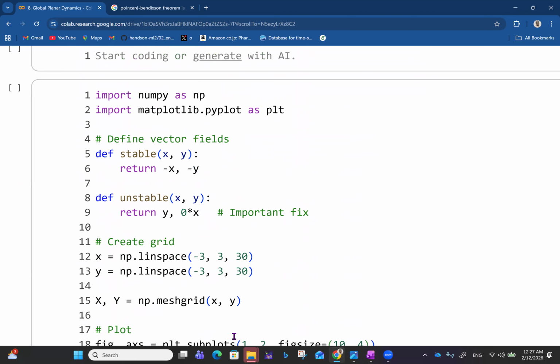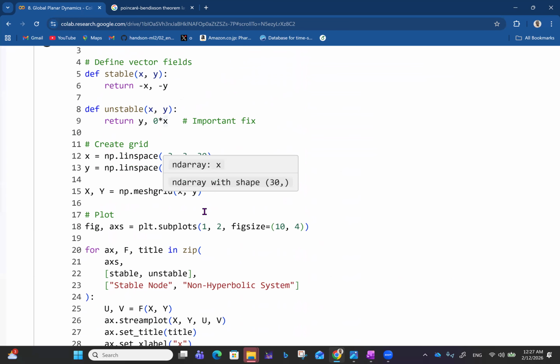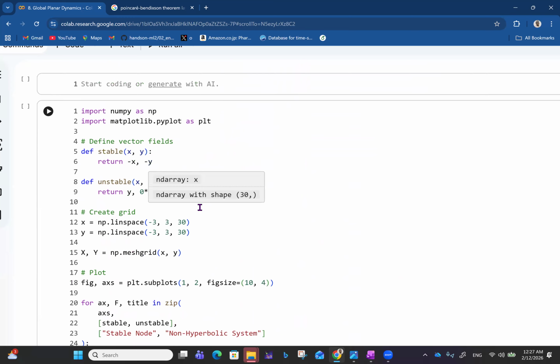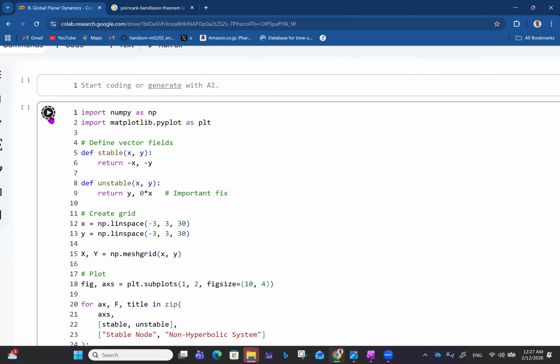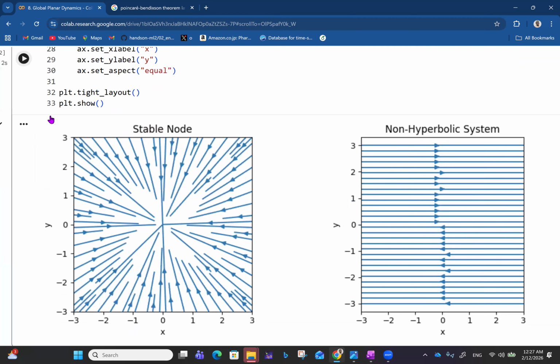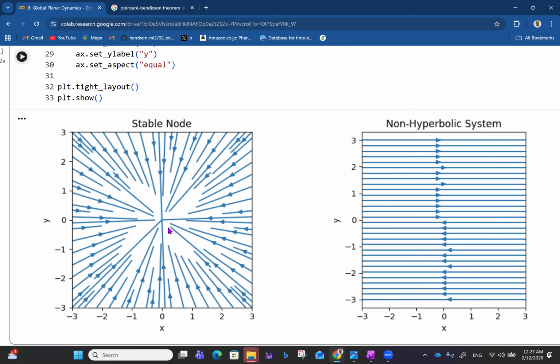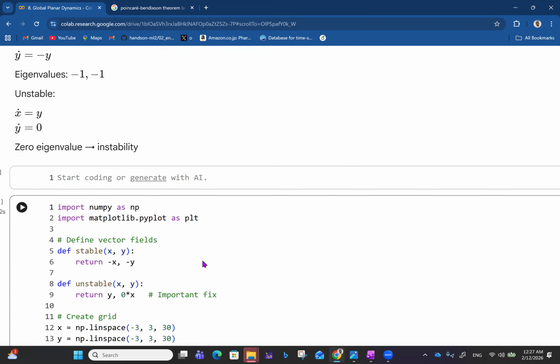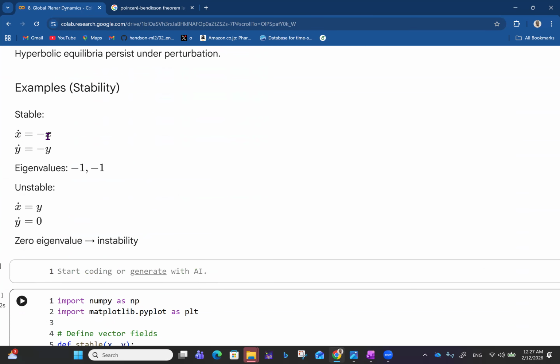So in this case now, instead of just putting this zero there, because we want to plot y and x, you need to fix that with x right here, so you can have something reasonable to plot. So we run this, we show the stable case and we show the unstable case. Look at them. For the stable node, if you look at the system, the equilibrium, if you equate minus x to 0 and minus y to 0, you get x is 0 and y is 0. So that's the only equilibrium point.